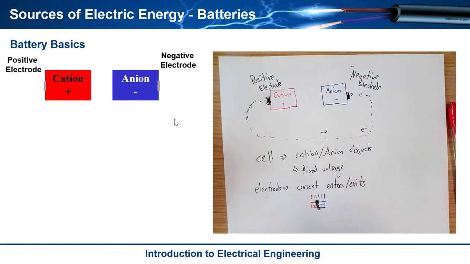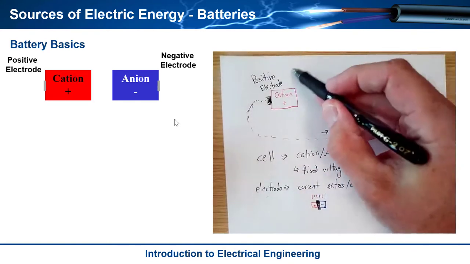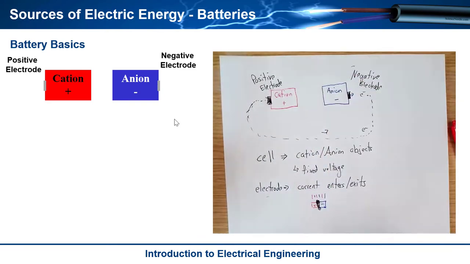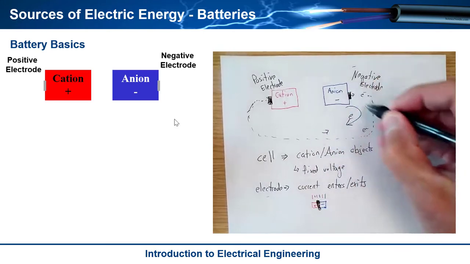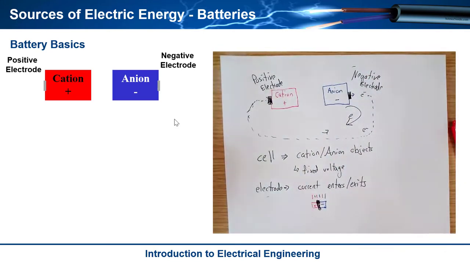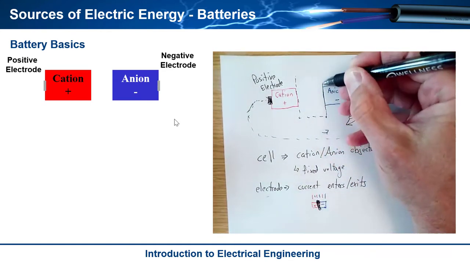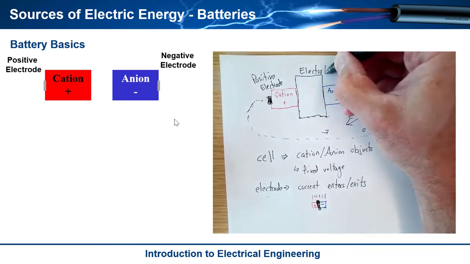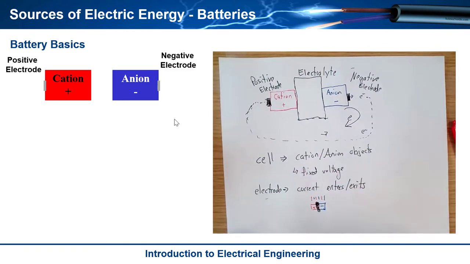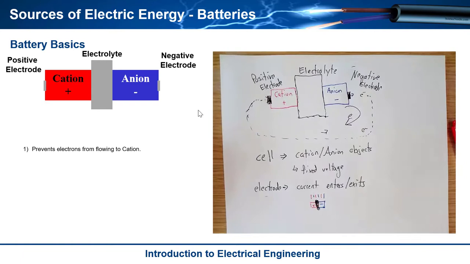What we want to do is force all the electrons to go this way. So we have to insert something here that is going to, first and foremost, keep electrons going one way. We have to have the electrons only going one way in order for the battery to work. And this material that sits within here is called the electrolyte. So we're going to draw this right here, and this is called the electrolyte. Its first job is to prevent electrons from flowing backwards. We don't want our electrons flowing to the cation when it sits here.